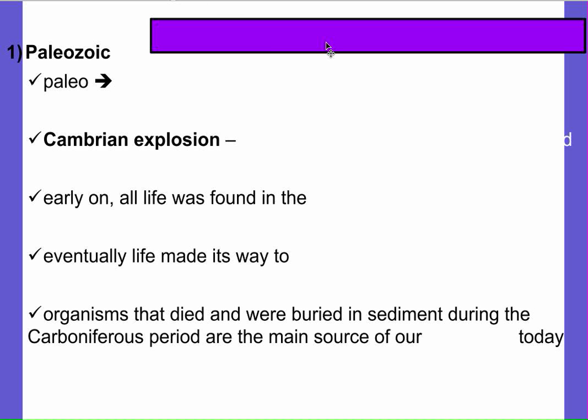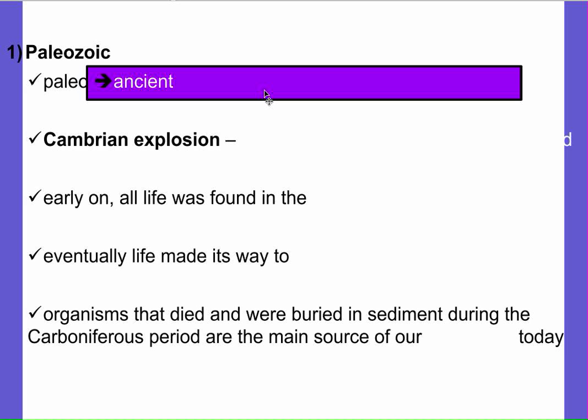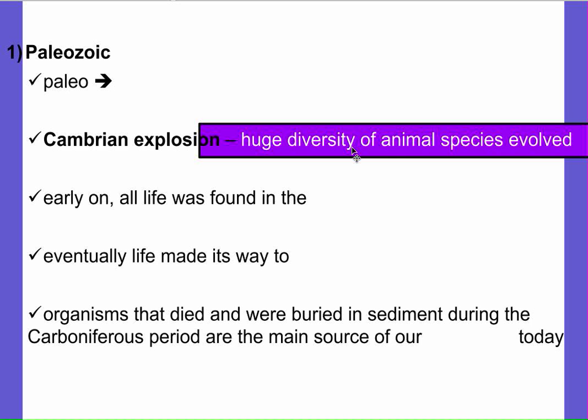Paleozoic was that first era that we need to deal with. Paleo actually means ancient. So when you're trying to remember which of the three you're talking about, this one's the oldest. The beginning of the Paleozoic was marked by the Cambrian explosion. You have a huge diversity of animal species that are going to evolve at this time. Right? Again, it was within a few million years, which is a relatively short period of time in terms of evolution. But after this time, life gets a little bit more interesting.